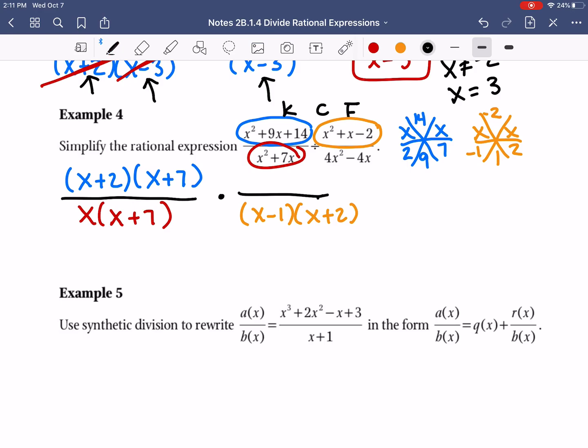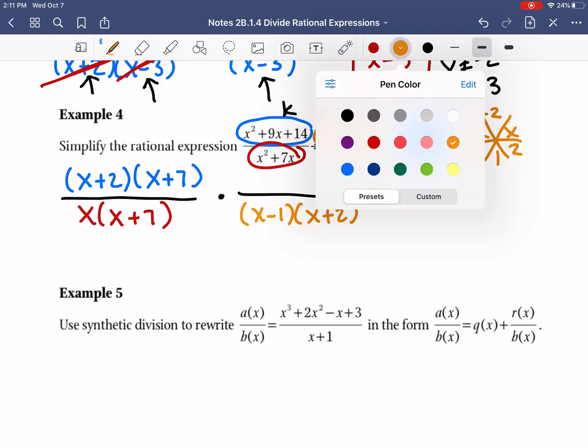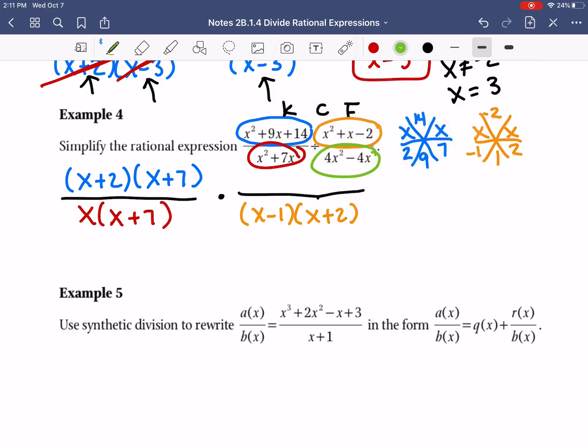All right. Then the last one we have is 4x squared minus 4x. For the GCF, I notice that both of them have a 4 and both of them have an x. I'm going to take out a 4x. When I divide both of those by 4x, I get x minus 1.